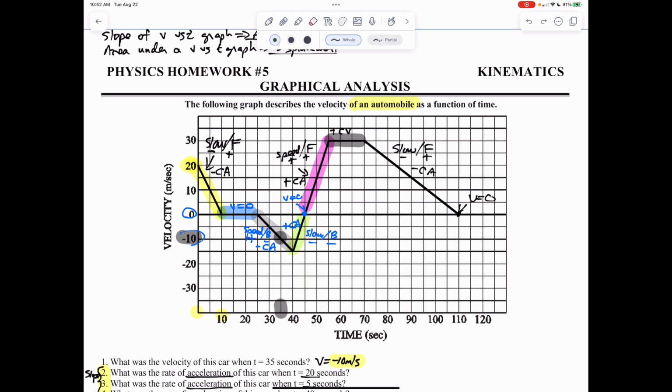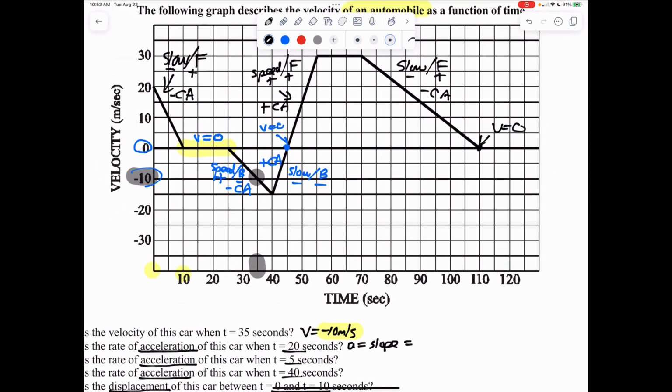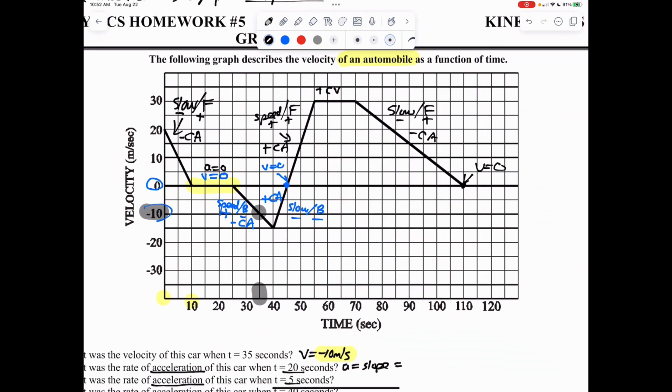Okay, now I'm going to erase a lot of these highlighted areas. Don't need those. Now 20 seconds is right here. That takes us to this part of the graph, which is a flat line. So what I need from you to write is this: acceleration equals slope. That tells me that you know what the concept is. And now you can write the answer. Up on the graph, you should be able to show me what the slope is. Now in this case, since the velocity is 0, the acceleration is also 0.